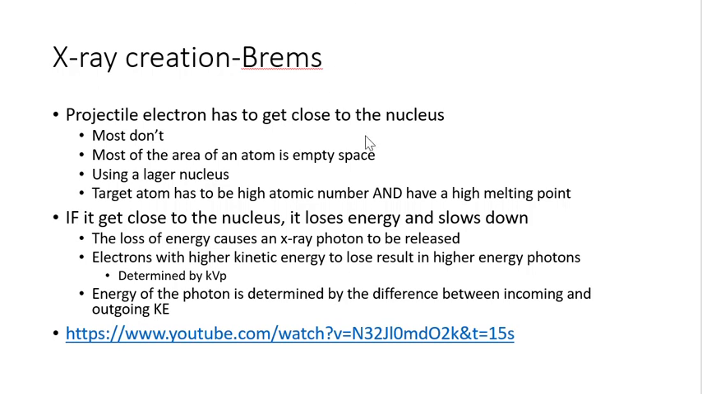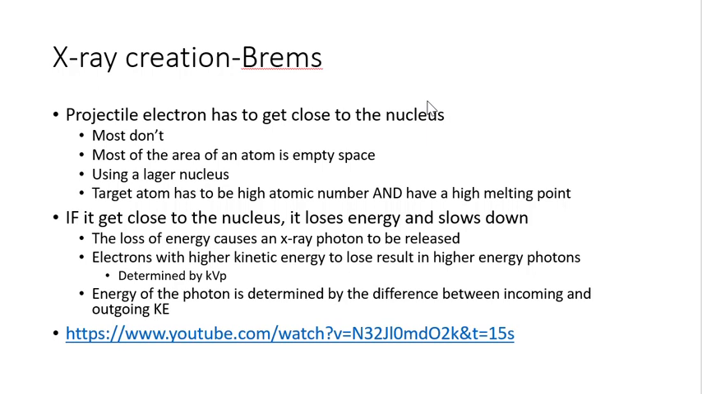But remember that most of the atom is empty space, so most of the electrons don't get close to the nucleus, and so they lose less energy than what you would hope that they would. The result is that most of the X-rays that are created are Brems, but most of them are going to be low energy photons. So again, we go back to the visualization of the Brem spectrum as it comes off of the target, and most of the X-rays that we create are low energy photons with very few high energy X-ray photons.